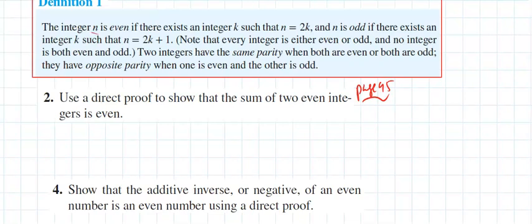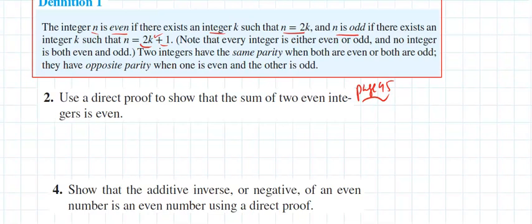If n is even, then I could write n as 2 times k, where k is some integer. So any even number I could write as 2 times an integer. If n is odd, then I could write n as 2k plus 1, where k is an integer.